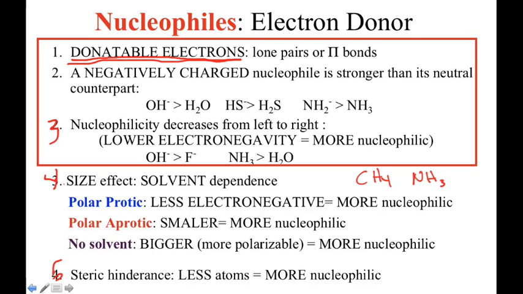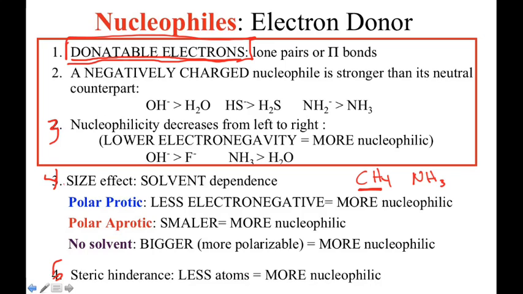And we can move to our third rule, which is nucleophilicity. And we'd say the lower the electronegativity, the more nucleophilic. Well, that would suggest CH4. Okay, except we have to go in sequence of our rules. We have to have donatable electrons.